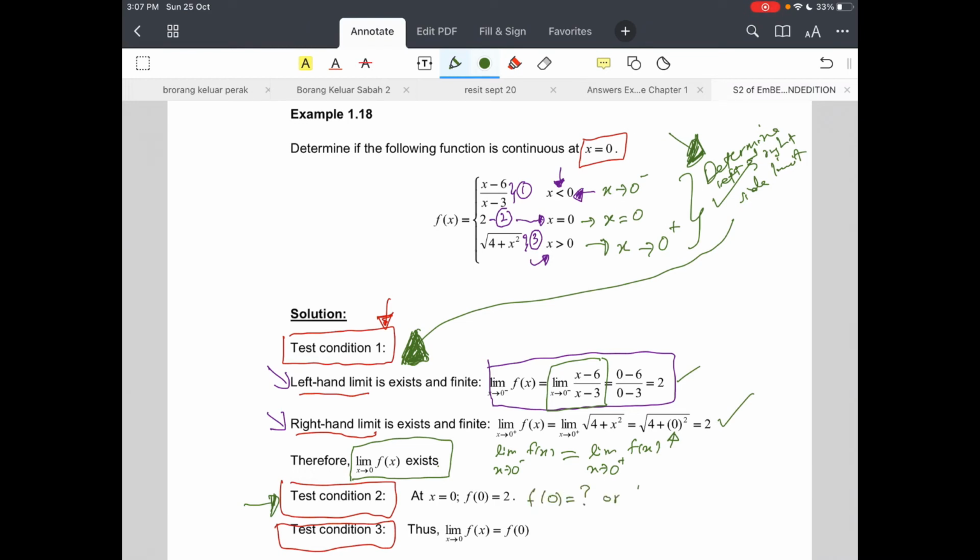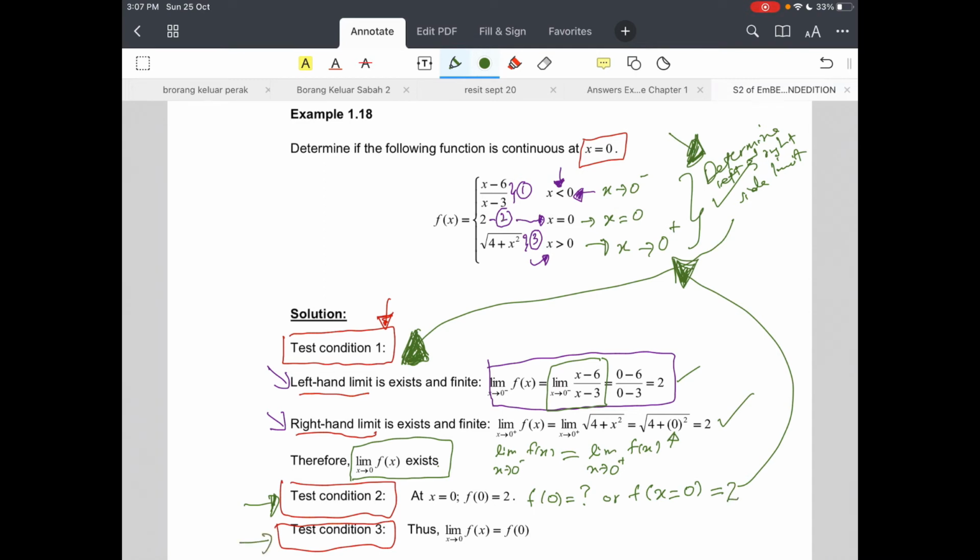What is the answer for that? Or f when x equals 0. So look at the functions here. You know that you can straight away get the answer, which is referring to function number 2. So the answer is 2.